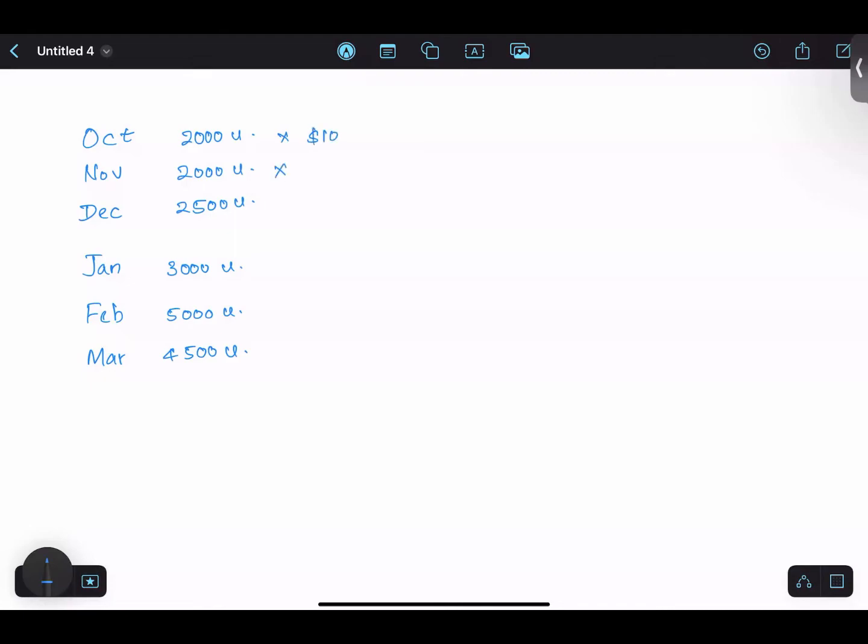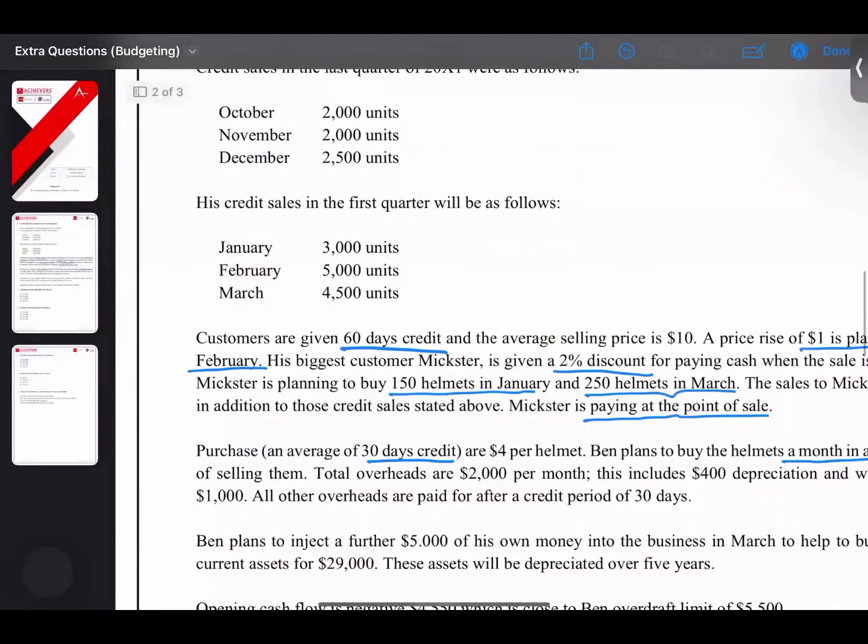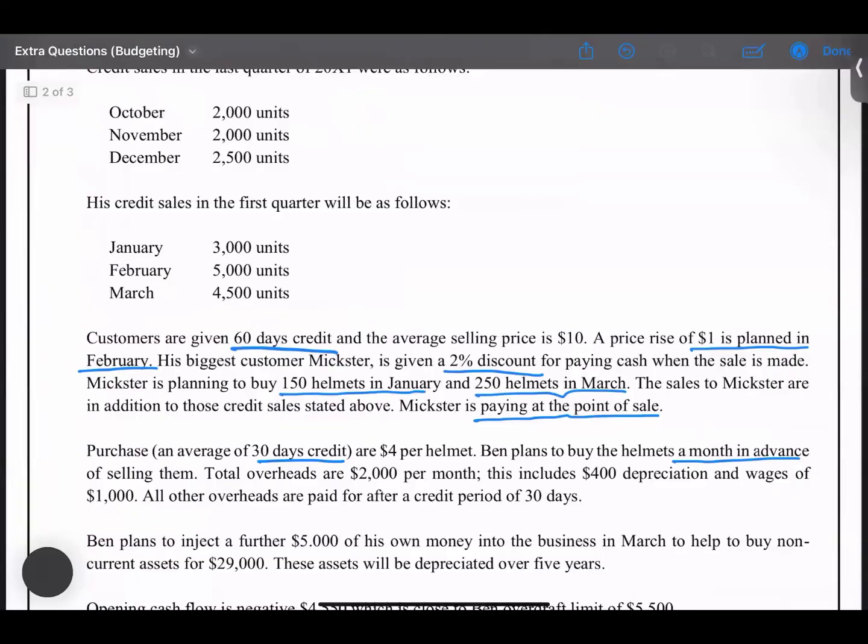The selling price per unit is $10 for each of these months. But for February and March, the selling price per unit will be $11, because in the question they have mentioned a price rise of $1 is planned in February, which means the $1 price increment will be there in the months of February and March.